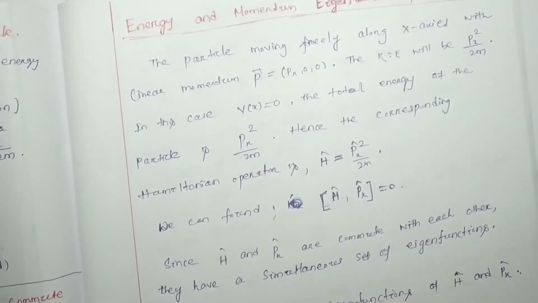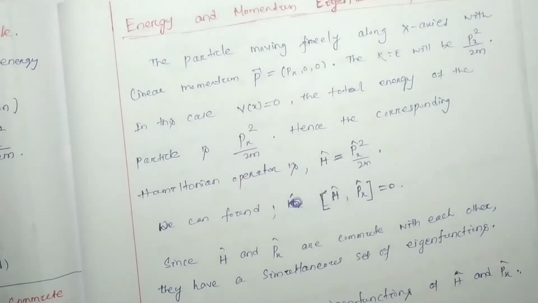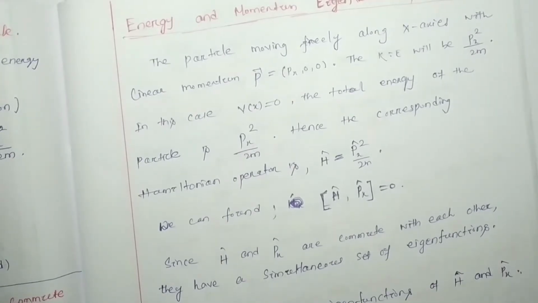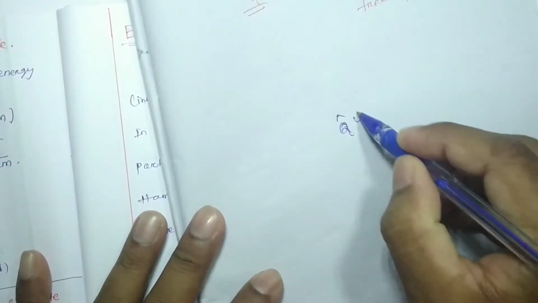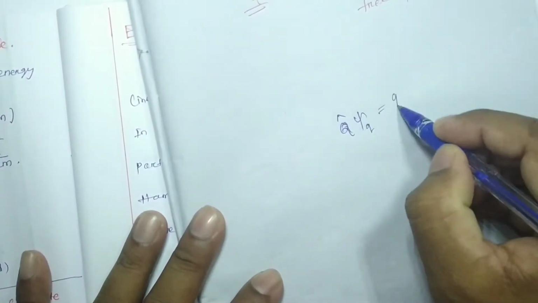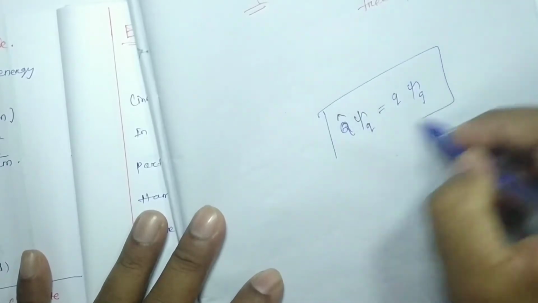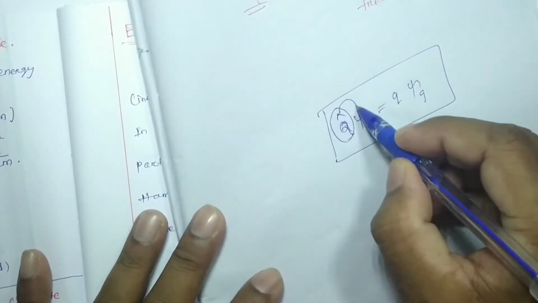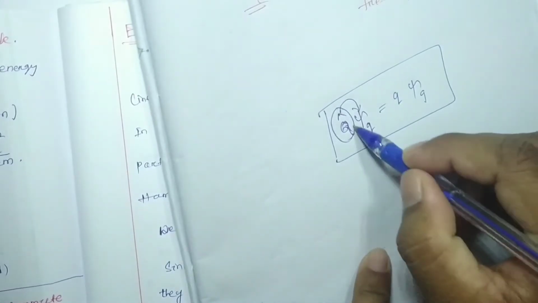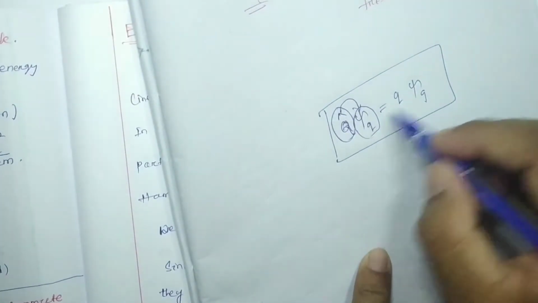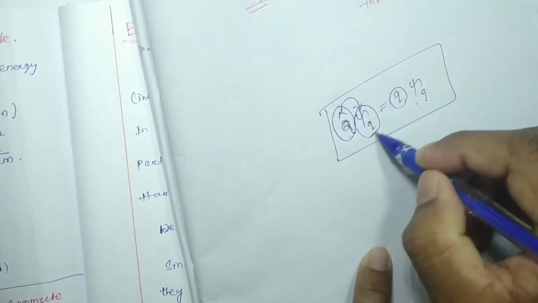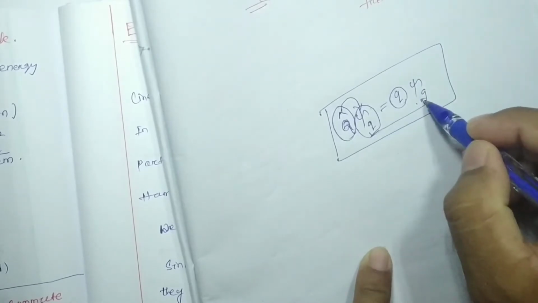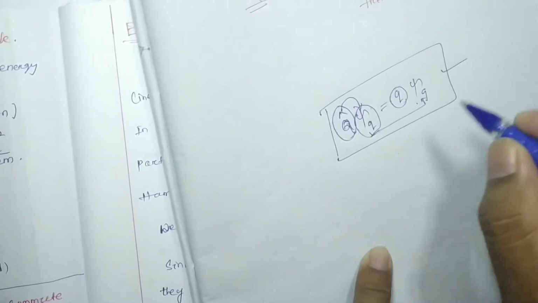So we know the eigenvalue equation in the generalized form will be like this. Suppose this is Q and this is psi q. That means whenever an operator operates over a wave function, and it gives an eigenvalue and keeps the same wave function, then it is called the eigenvalue equation.